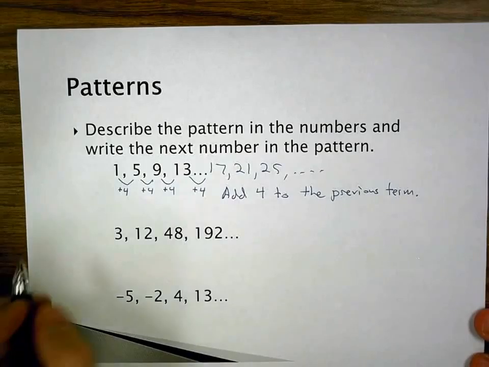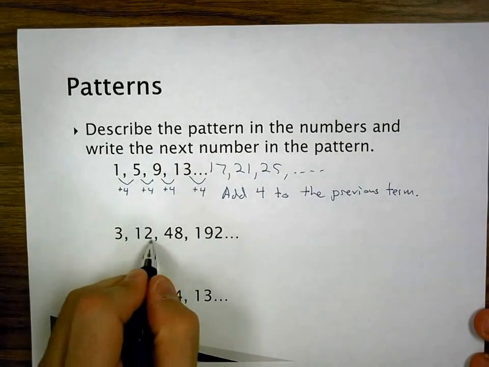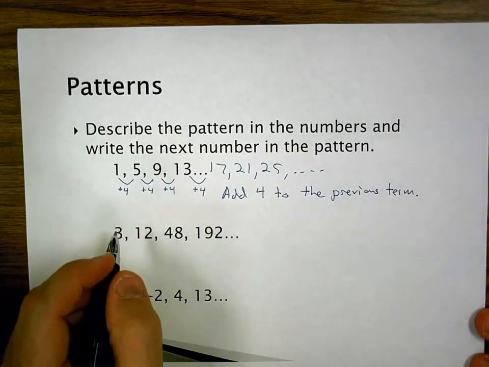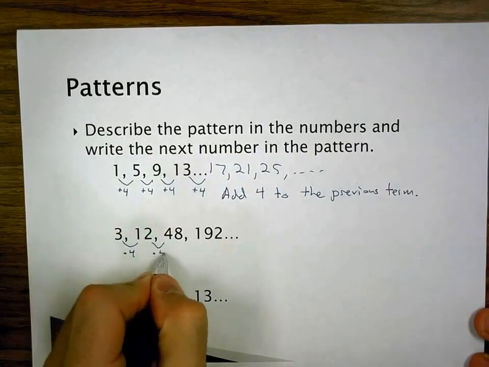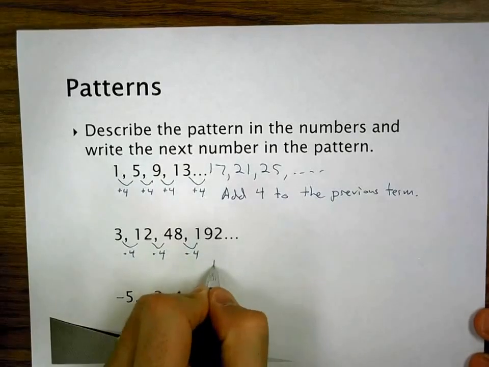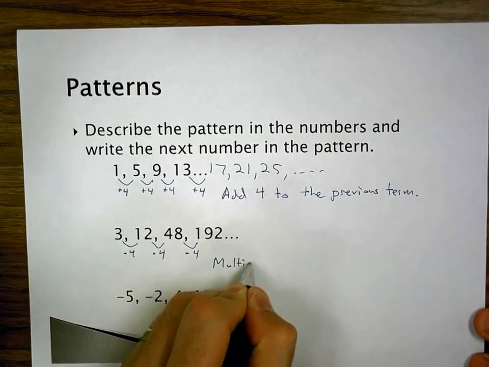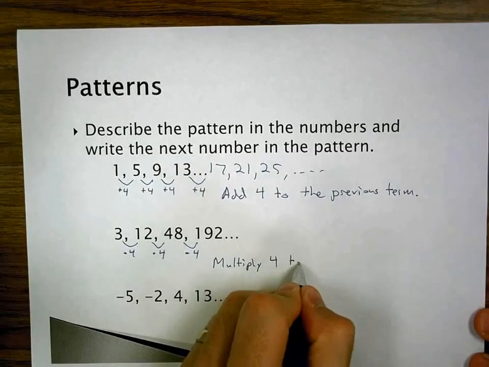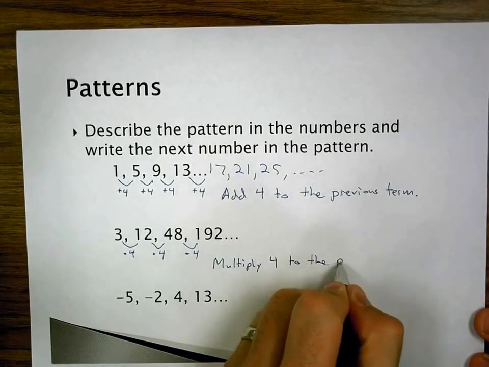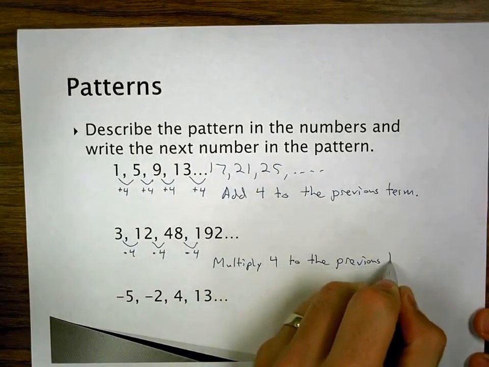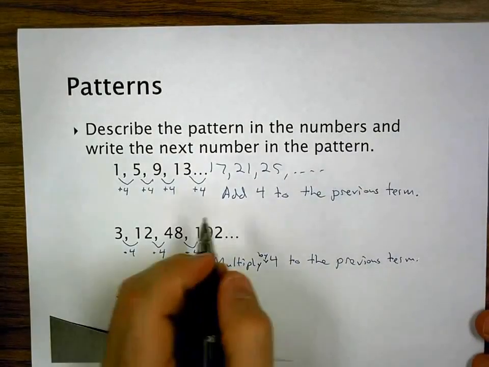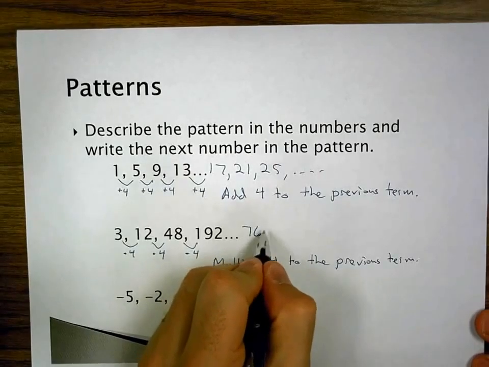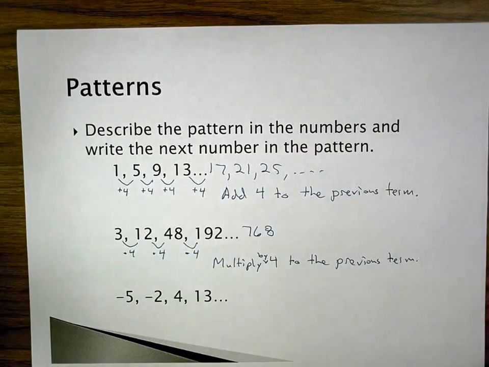We look at our next one, 3 to 12, 12 to 48, 48 to 192. Maybe you recognize that as multiplying by 4, which in fact it is. So we multiply 4 to the previous term. Probably multiply by 4 to the previous term. That would make our next one 768, and we can continue to multiply by 4 from there.